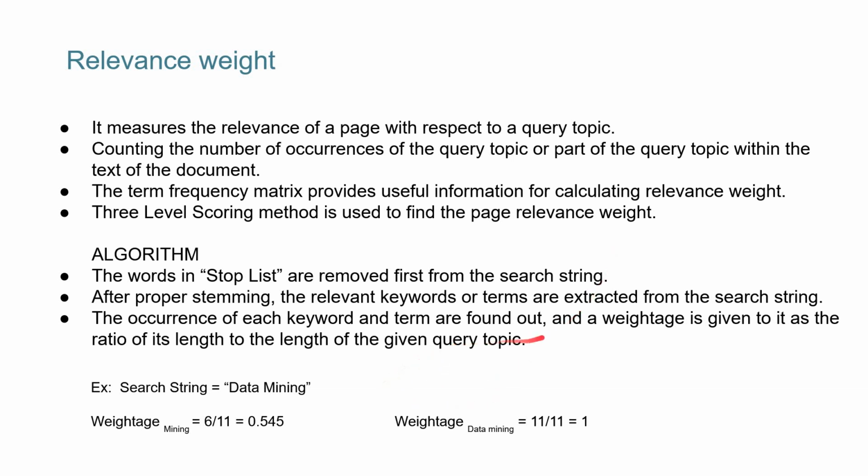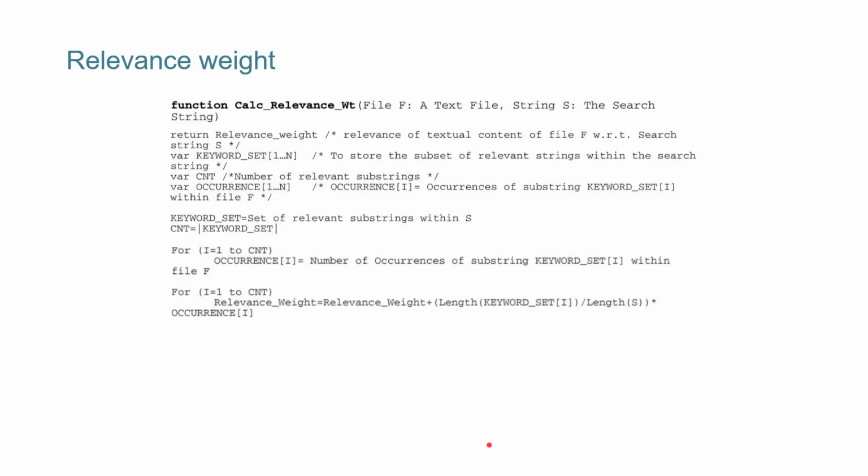And for calculating the 3-level scoring, let's take the search string data mining. So we can see the number of letters here is 11. So the weightage of only the keyword mining will be 6 upon 11, 6 because mining has 6 letters. So this comes out to be 0.545. Now let's take the weightage of data mining, the whole search string. It's 11 upon 11, which is 1.